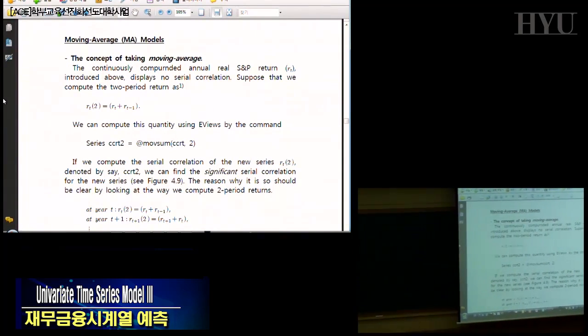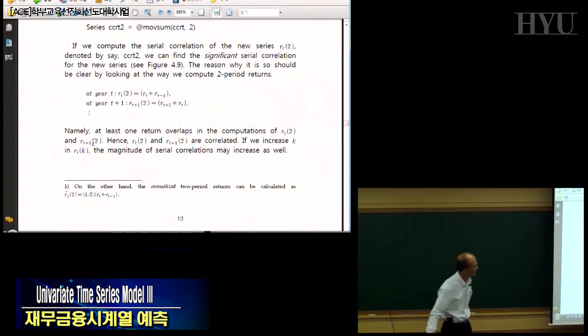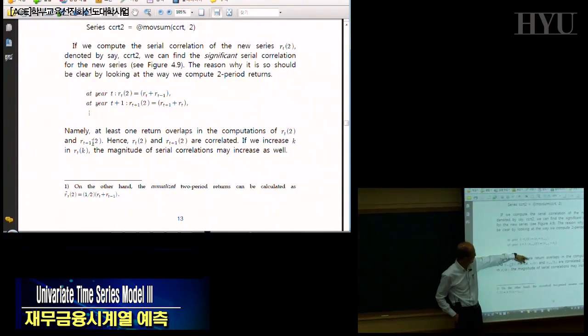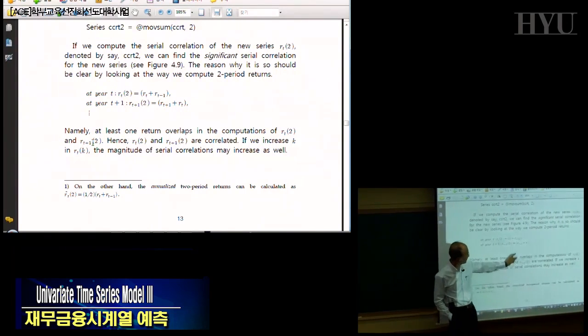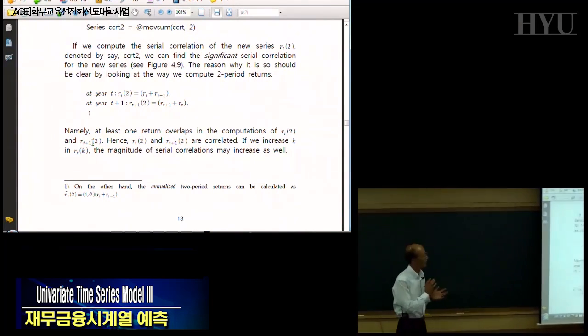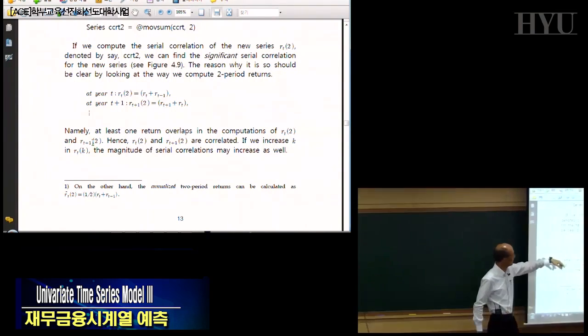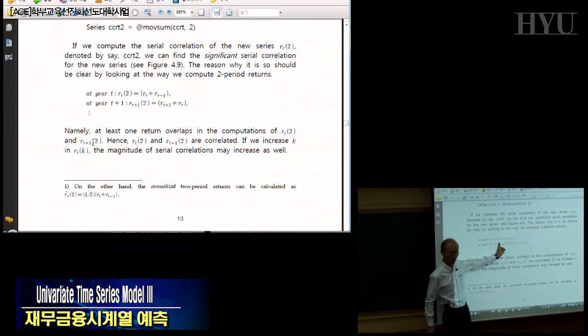Obviously, two period return will be serially correlated, r_t, r_t plus 1, and so on and so forth. Why? Because there is overlapping terms. Right? Overlapping terms. So, although the original annual return has no serial correlation whatsoever, the way we construct this holding period return, the new series will exhibit serial correlation.